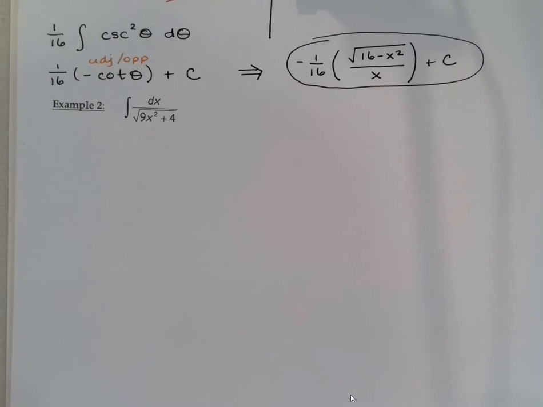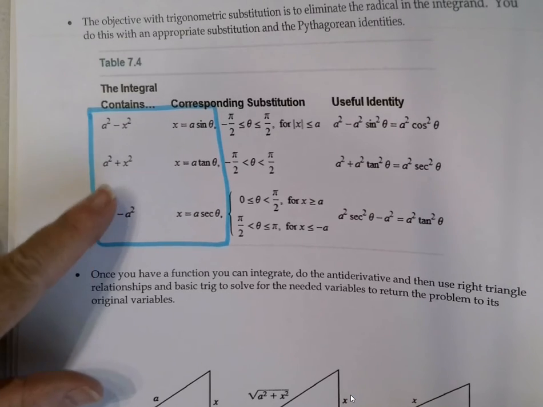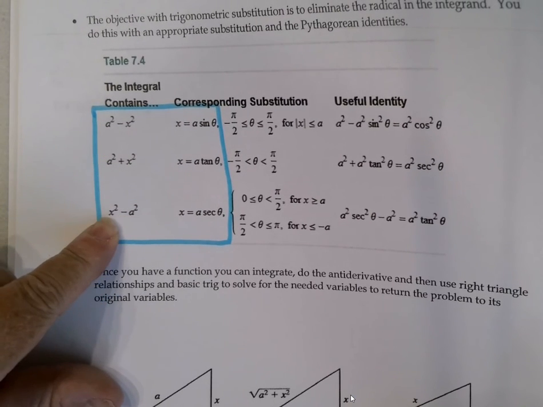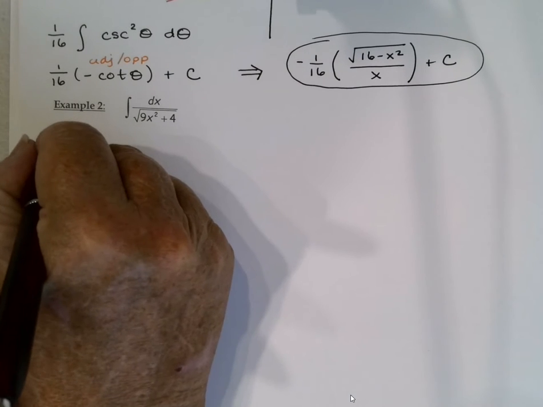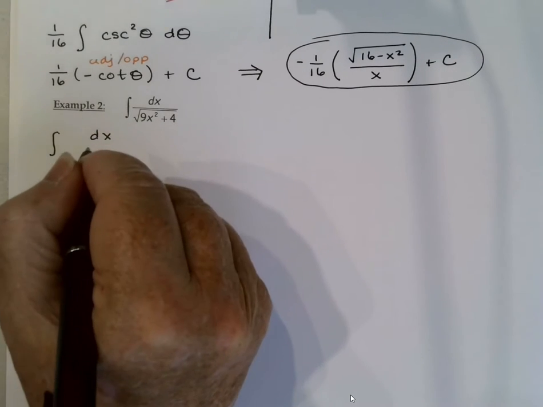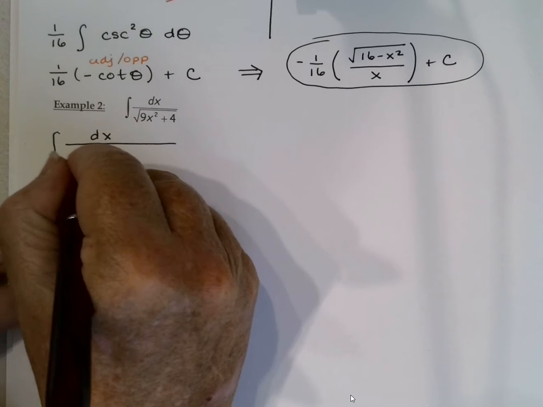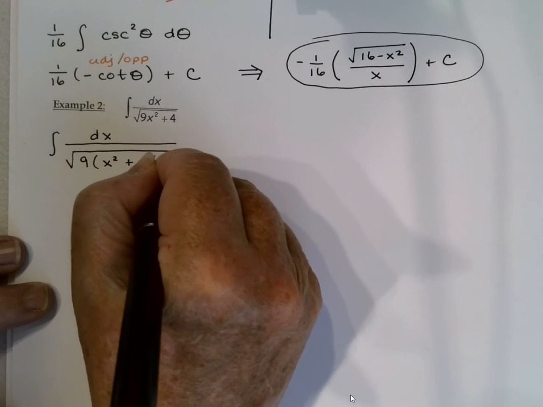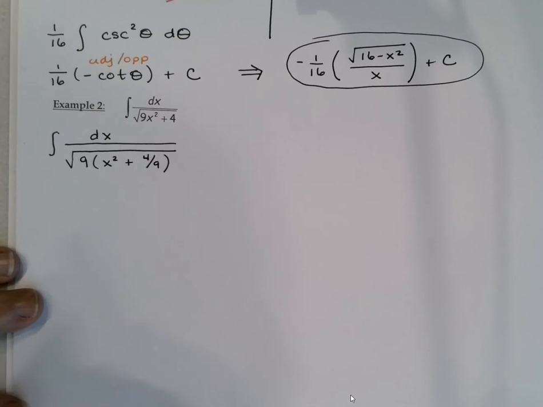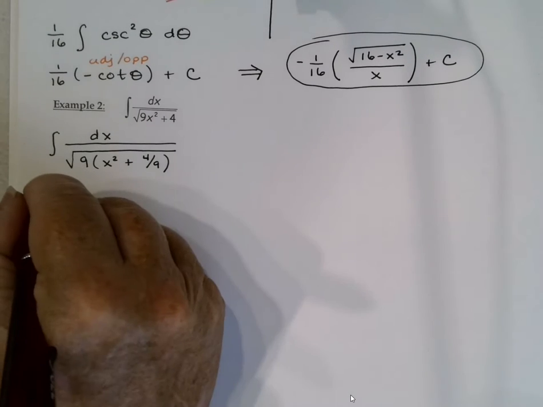In example 2, we have the integral of dx over the square root of 9x squared plus 4. Now there's a couple of different things that I need to deal with here. First of all, you'll notice that every single one of our substitutions depends on having just a plain x with no multiplier on it. So I'm going to have to deal with that multiplier of 9. In order to do that, my first step is going to be to factor out the 9. Like so. And then the square root of 9 is 3, so I can just pull that out as a 1/3.